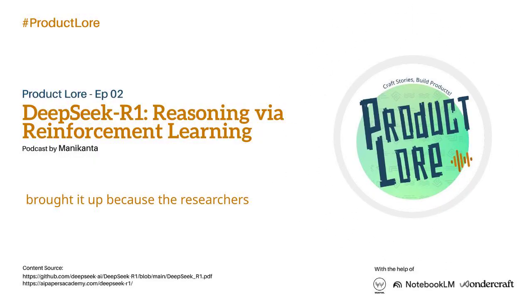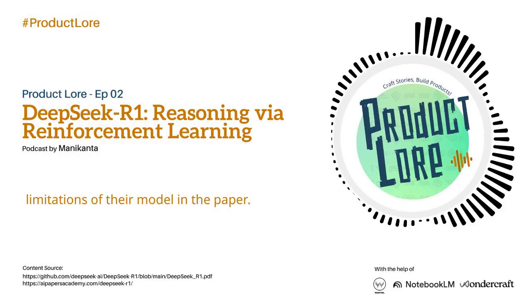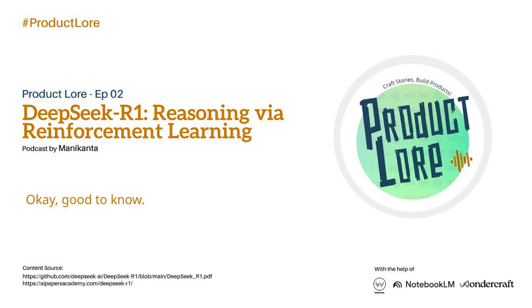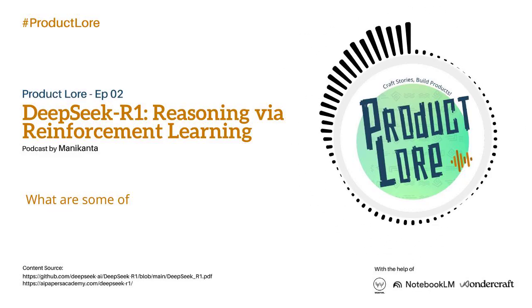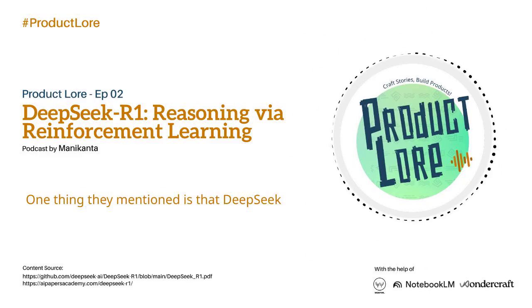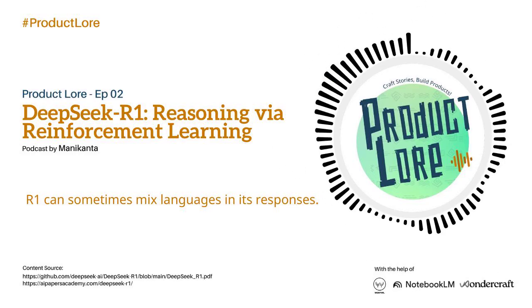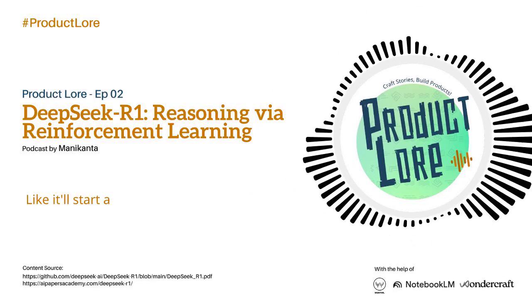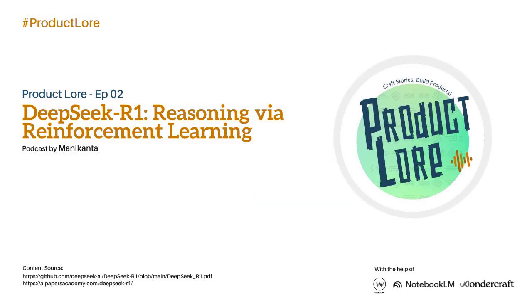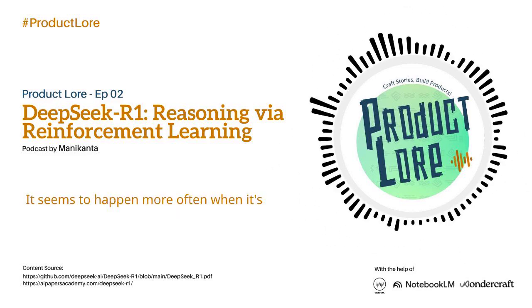But let's be real for a second. No model is perfect. It's true. Every hero has its weaknesses. Exactly. Are there any limitations to DeepSeek-R1 that we should be aware of? That's a great question, and I'm glad you brought it up because the researchers are very upfront about the limitations of their model in the paper. Okay, good to know. What are some of the things they highlight?